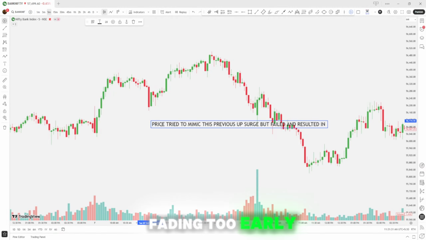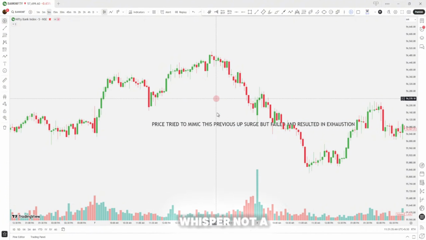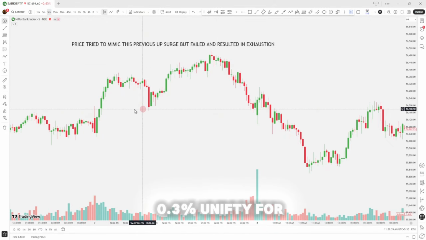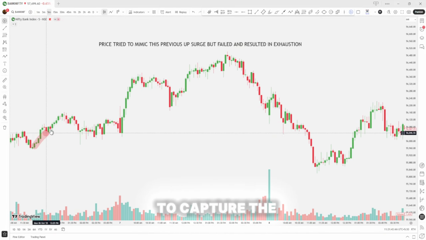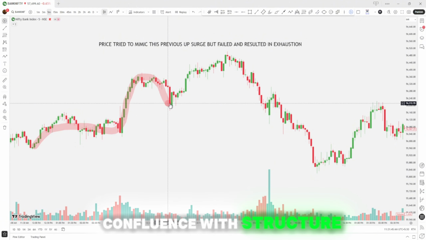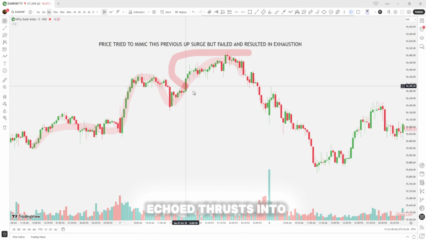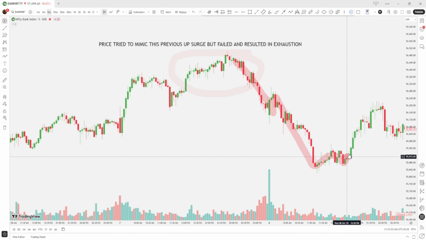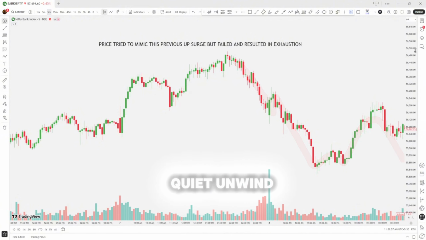Common killer, fading too early. Confirm the echo's body is under half the original, ensuring it's a whisper, not a roar. Risk smart. Use 0.3% on Nifty for tighter fades, scaling out at 1:1 to capture the initial drop. Confluence with structure breaks turns it lethal, fading 65% of echoed thrusts into 100 to 200-point retraces. This concept fades the hype, aligning you with the quiet unwind.